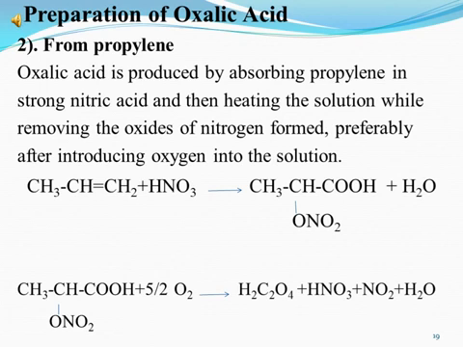As you can see in the equations, one propene reacts with hydrogen nitrate or nitric acid to produce 2-nitropropanoic acid with the release of water molecules. 2-nitropropanoic acid, when it reacts with oxygen, forms oxalic acid with hydrogen nitrate, nitrogen dioxide and water. In this way, from propylene we can get oxalic acid.